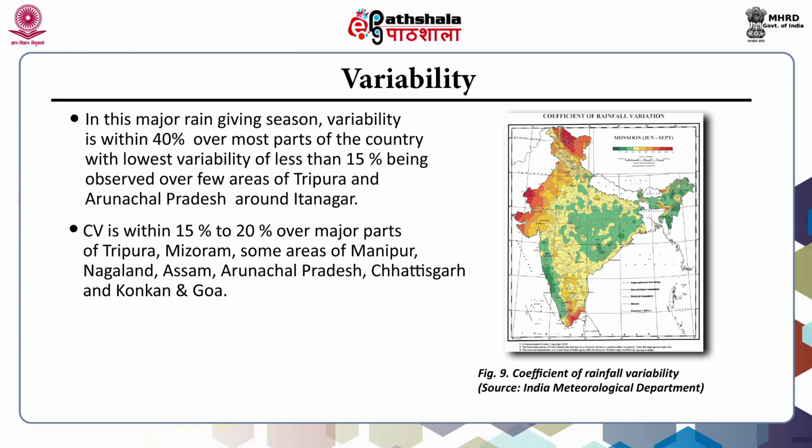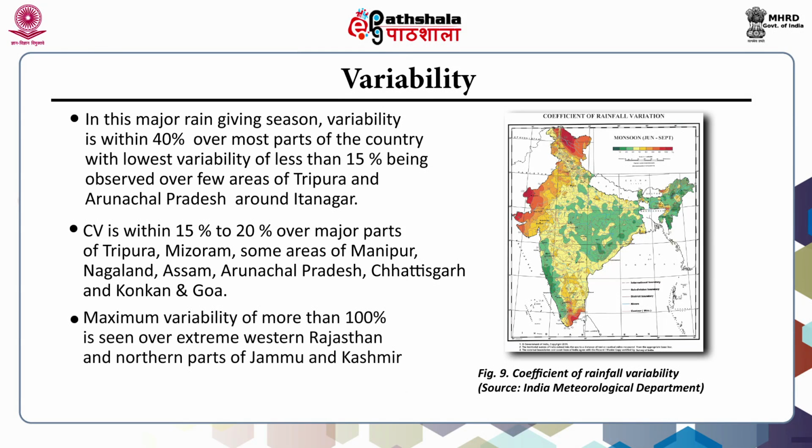Variability is within 15% to 20% over major parts of Tripura, Mizoram, some areas of Manipur, Nagaland, Assam, Arunachal Pradesh, Chhattisgarh and Konkan and Goa. Maximum variability of more than 100% is seen over extreme western Rajasthan and northern parts of Jammu and Kashmir. Variability is more than 40% over most areas of Rajasthan, Jammu and Kashmir, Tamil Nadu and some areas of eastern Meghalaya.